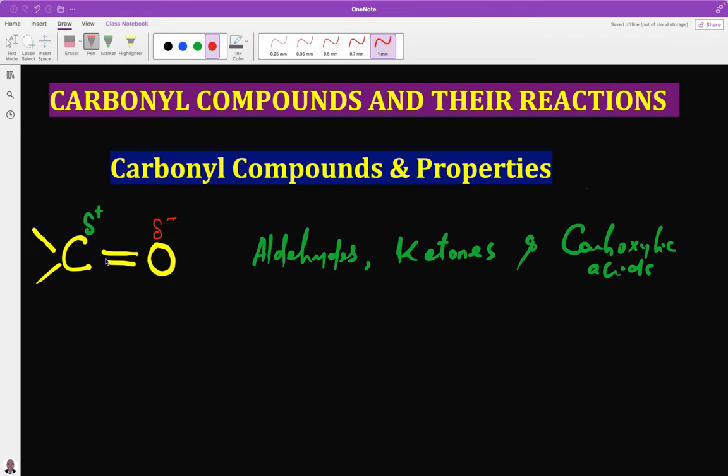It should be recalled that in the carbonyl group, the functional group is found in compounds such as aldehydes. It is also found in compounds such as ketones and compounds such as carboxylic acids. With aldehydes, you will see that the carbonyl group has at least one hydrogen attached to it.